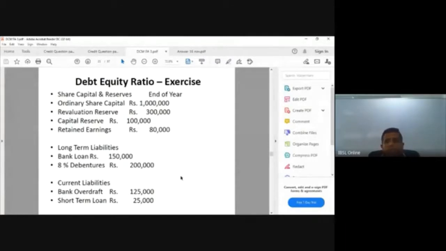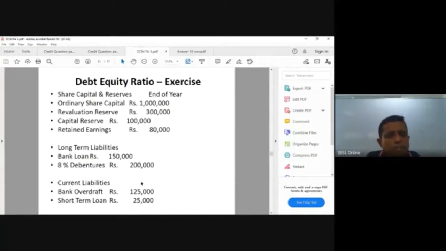If you take the first ratio, debt equity capital, they have given the details: ordinary share capital 1 million, revaluation reserve 300,000, capital reserve 100,000, retained earnings 80,000. Where you can calculate easily the equity portion, that is 1.480 million.